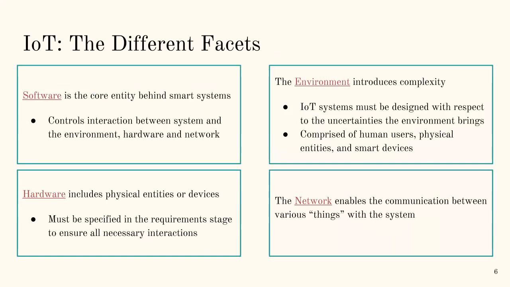The software is the core entity behind all smart systems and is what controls the interaction between the system and various aspects of the IoT system. The environment is what is comprised of human users and physical entities and smart devices. The hardware is what facilitates interactions, and the network is what enables communication between the various things within the system.